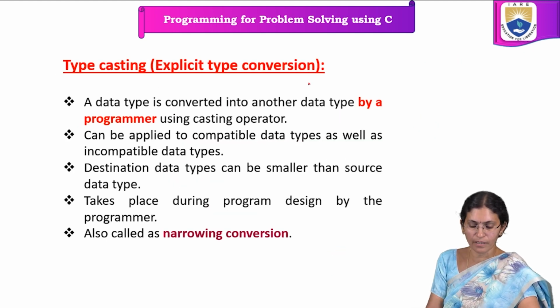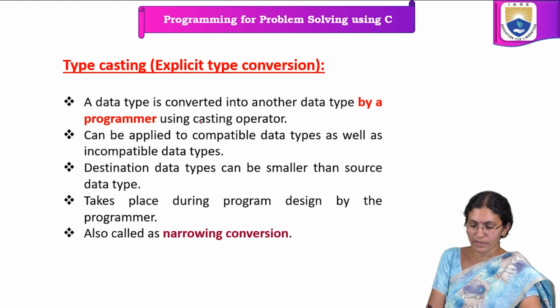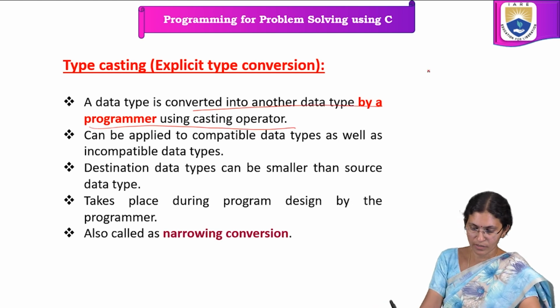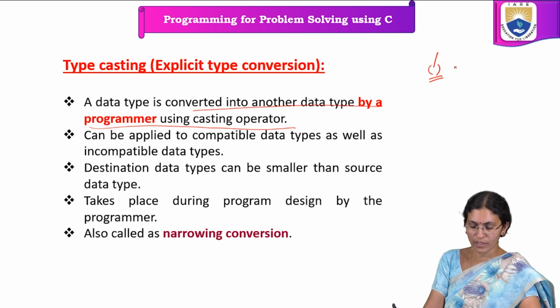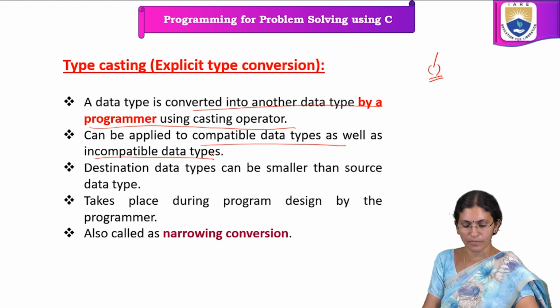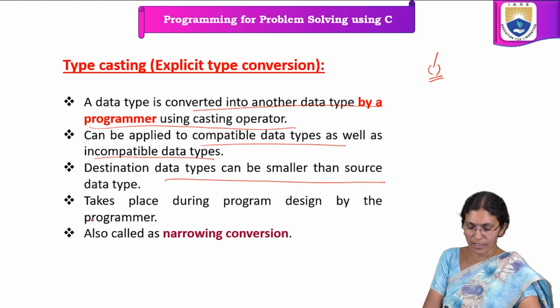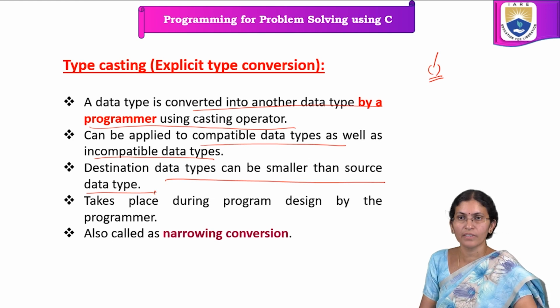Next, explicit type conversion. A data type is converted into another data type by a programmer using the casting operator. Here we use the casting operator, and inside this operator we specify the destination data type of the variable. It can be applied to compatible data types as well as incompatible data types. The destination data type can be smaller than the source data type.